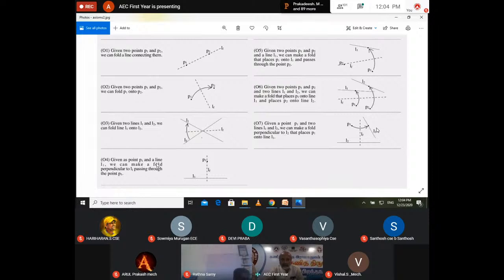Given a point P1 and a line, we can also make a fold perpendicular to it. That means to say, in geometrical terms, for any kind of a line, we can always draw a perpendicular. Given two points P1 and P2 upon the lines L1 and L2, we can always make one line passing between them. So like this the axioms continue.